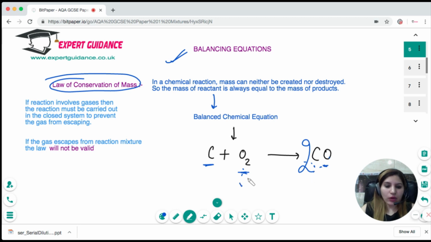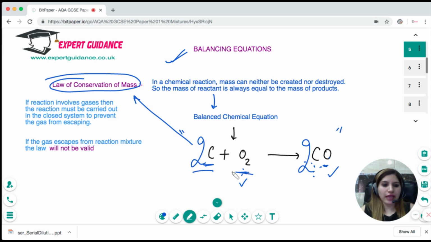So now our oxygen is balanced, but now it has disturbed the carbon. Now carbon is 2 on the right and 1 on the left. So we'll write 2 in front of the carbon as well. And now this equation is actually according to the law of conservation of mass. There are 2 carbons and 2 oxygens on the left, so it has the same mass, and 2 carbons and 2 oxygens on the right means it has an equal mass of products and reactants.